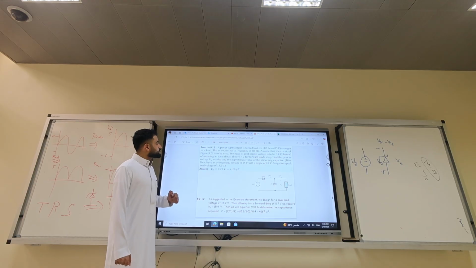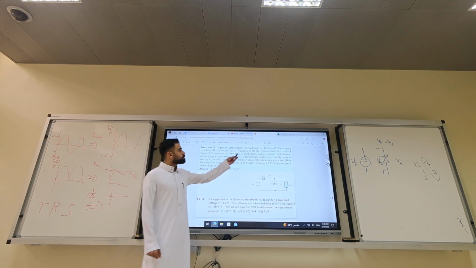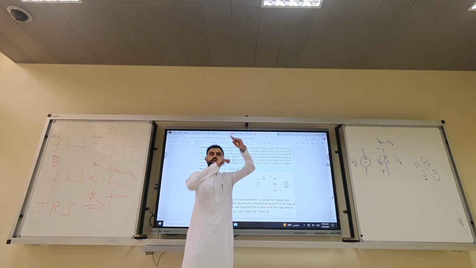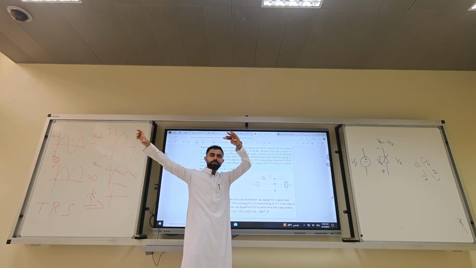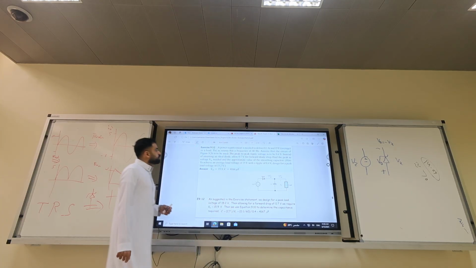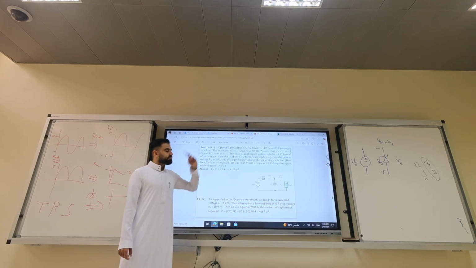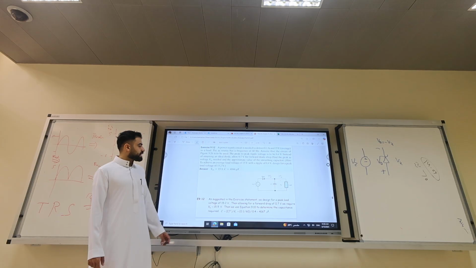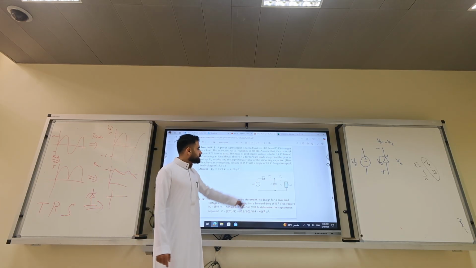Assume that the circuit figure is to be used. A ripple voltage peak to peak of 0.4. Instead of assuming an ideal diode, allow 0.7. Use the 0.7 model. So what will happen if you use the 0.7 model? 0.7.